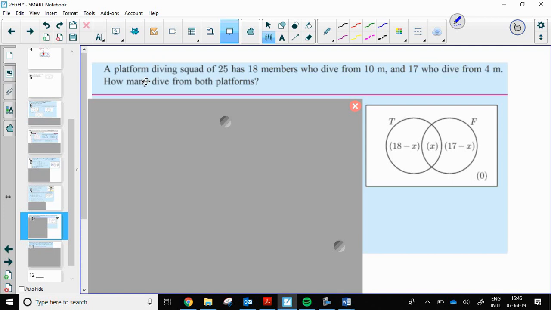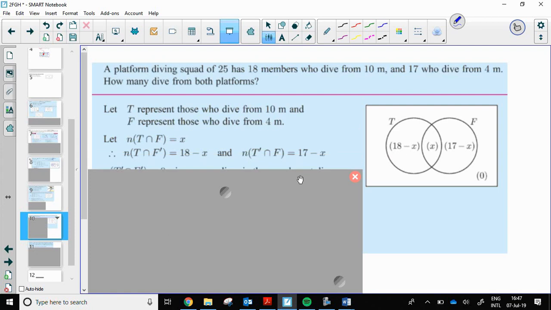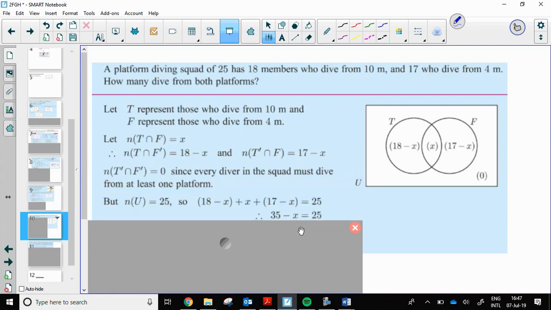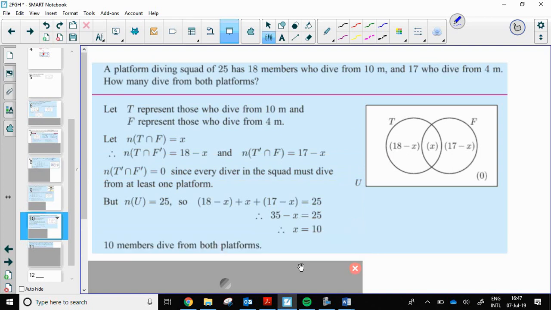So what do we know here? Well, we know that there's got to be 25 members in total right here. And if we put these 3 together, we're going to get 35 minus x is equal to 25. And so we can use that to solve for our x, which is in the middle, and that's going to be 10. So it's easy once you've got the visual there.